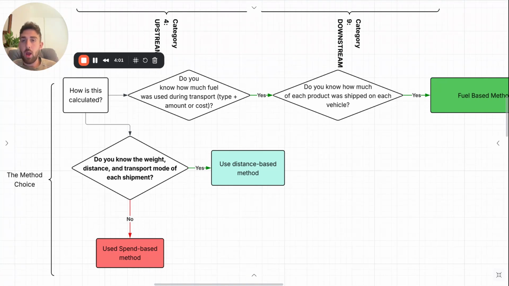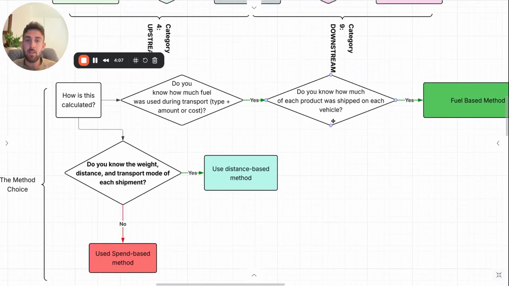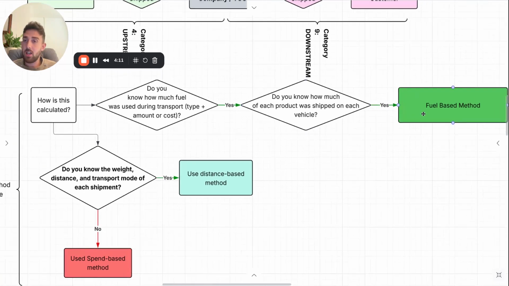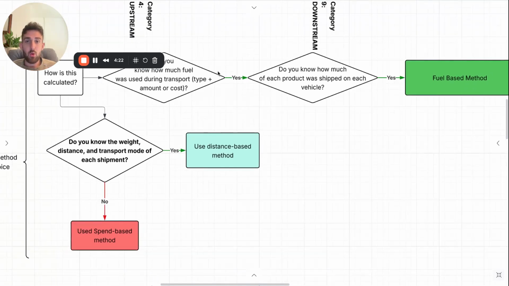So do you know how much fuel was used during transport? If the answer is yes, you then need to ask yourself another question. Do you know how much of each product was shipped on each vehicle? If the answer is yes, use the fuel-based. That is the best way that we can calculate emissions, because you know the exact amount of petrol or diesel used in those shipments. However, if you do not know these, you will need to ask yourself this question.